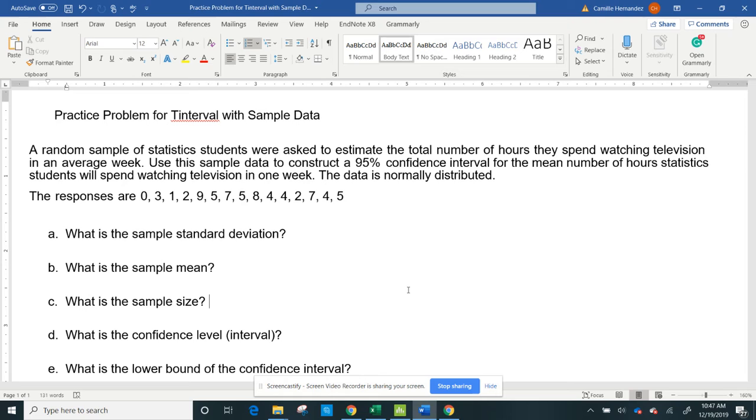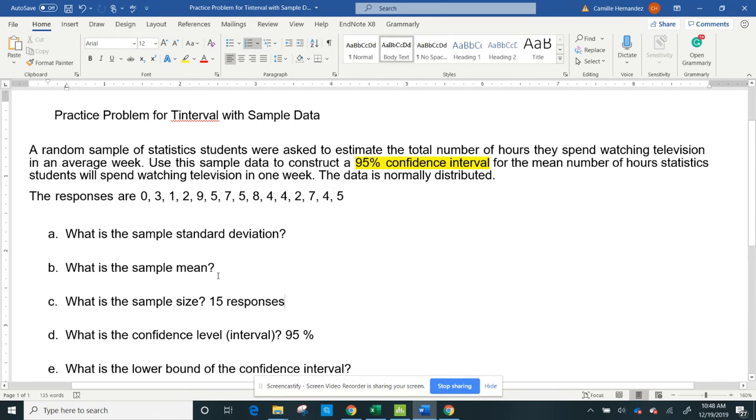So the first thing it wants to know is, what is the sample standard deviation? And I can't do anything right now with that because I don't actually have that. The only real thing I have is that they want me to do a 95% confidence interval. So I can put that here, 95%. And I can do the sample size. If I count 1, 2, 3, 4, 5, 6, 7, 8, 9, 10, 11, 12, 13, 14, 15, my sample size is 15. The sample size was 15 responses. Okay, but I still don't have the sample mean or the sample standard deviation.